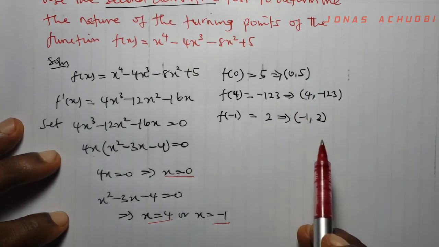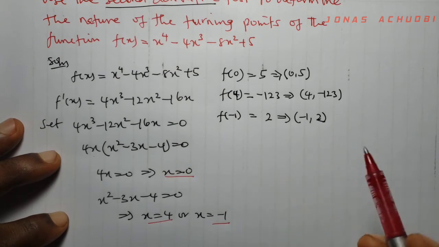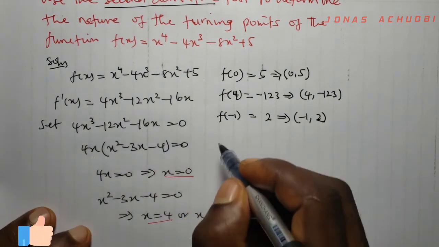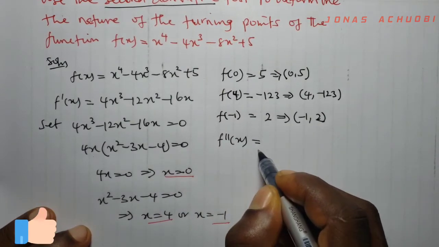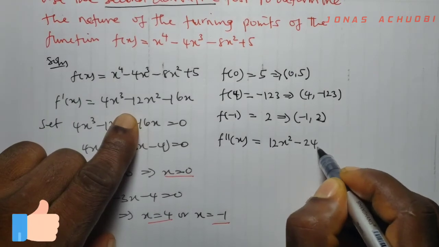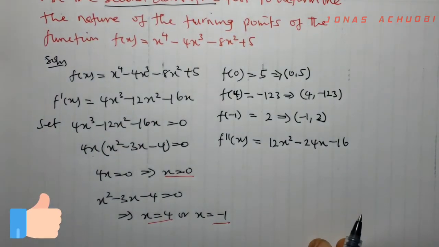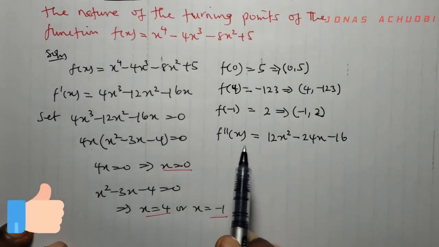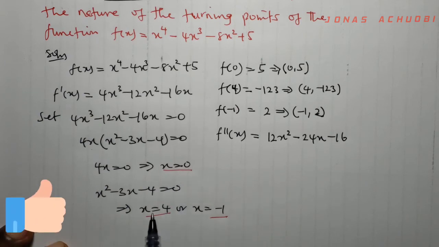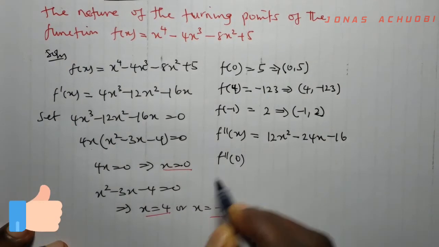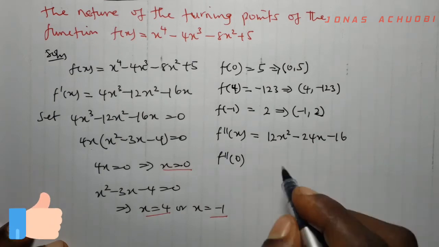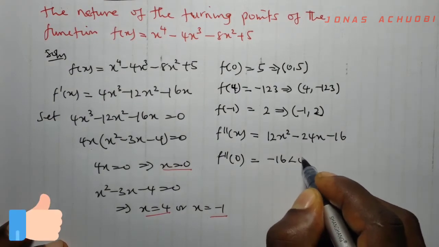Which of them is a relative maximum, a relative minimum, or probably a point of inflection? At this point, we now take the second derivative. From the first derivative here, we can take f double prime of x, and that will give us 12x squared minus 24x minus 16. To investigate the nature of the critical points by the second derivative test, we just check what happens at the critical values x equal to 0, x equal to 4, and x equal to -1. For the first one, f double prime at x equal to 0, if you put x equal to 0 into this function, we get -16. And -16 is less than 0.